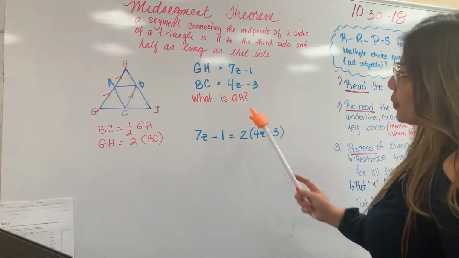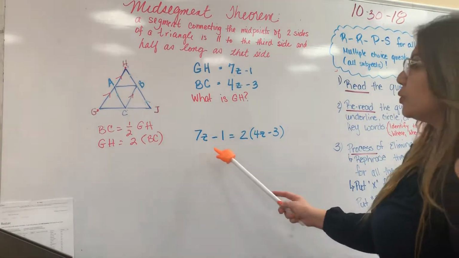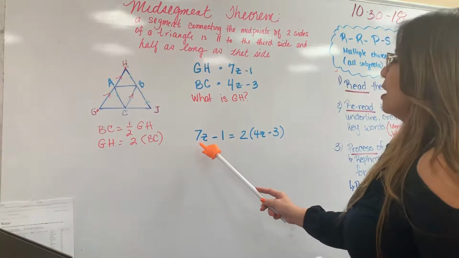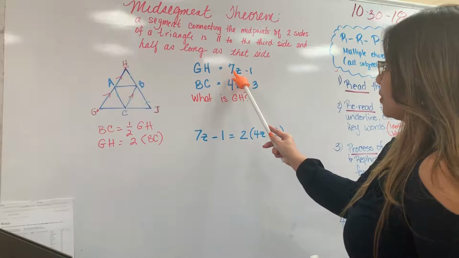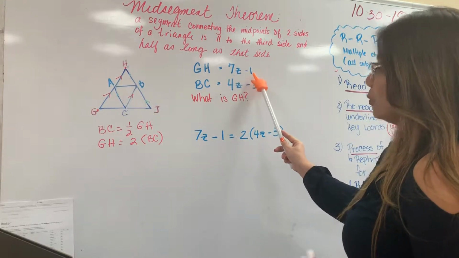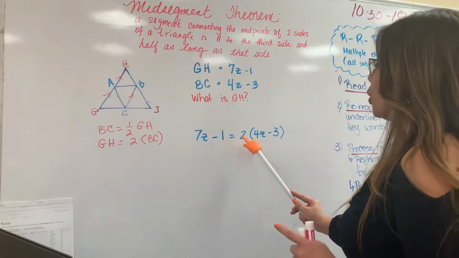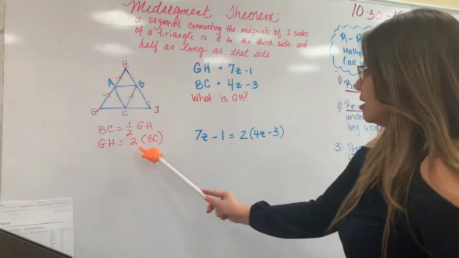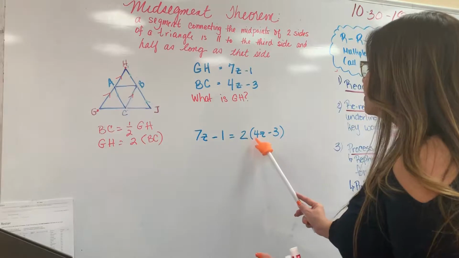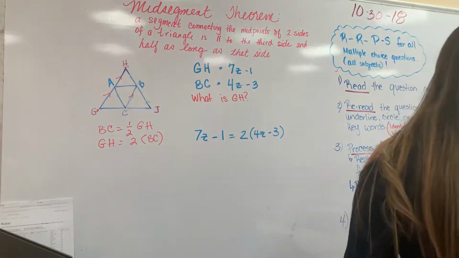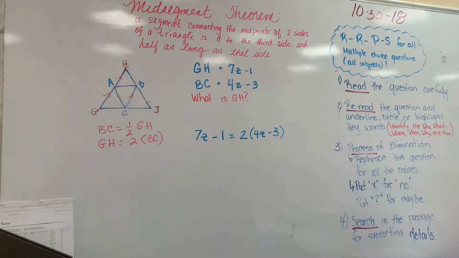What is GH? Okay. So the first thing we need to do is set up our algebraic equation. We're just basically going to put the 7z minus 1, which is already given right here, equal to 2 times 4z minus 3, as in their formula. So far, so good, guys? Yeah. Okay.